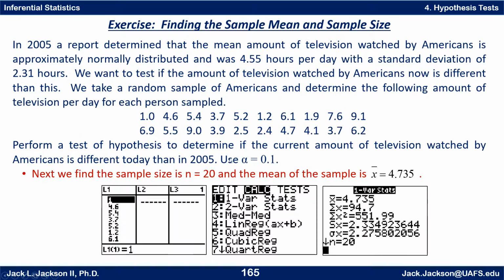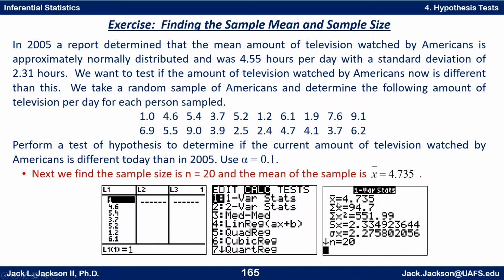So what do we need to do? Well, we put this data in, and I'm going to put it in L1 in my calculator. This is a TI-84. You can do a similar thing in a TI-Nspire. We put our data in a list, or in a spreadsheet on the Nspire. We go to calculate one-variable statistics, and it returns this.